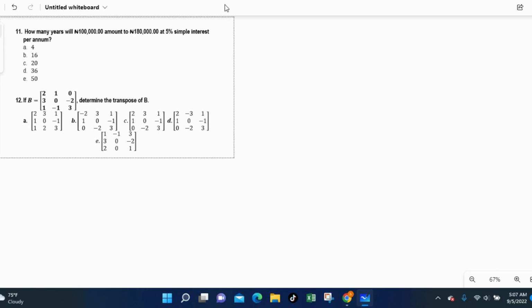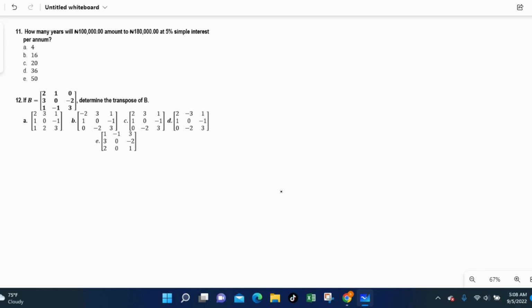Remember, in the first question, there are 2 points you must note as you solve. The first question says, how many years will 100,000 amount to 180,000 at 5% simple interest per annum? In solving this question number 11, I want you to note that simple interest is equal to the principal times the rate times the time, all over 100.